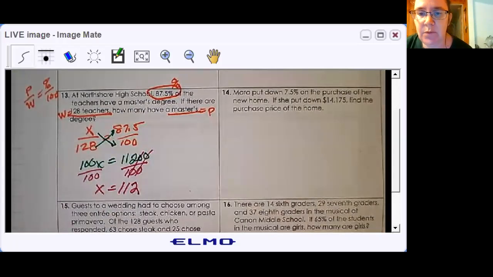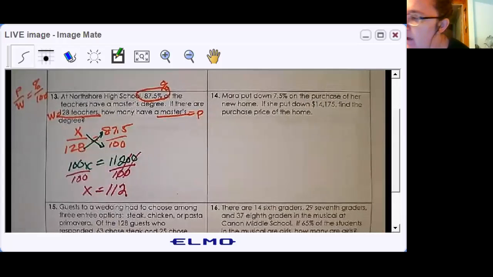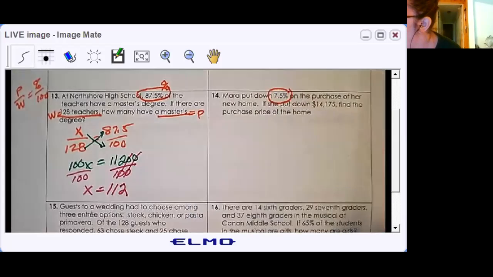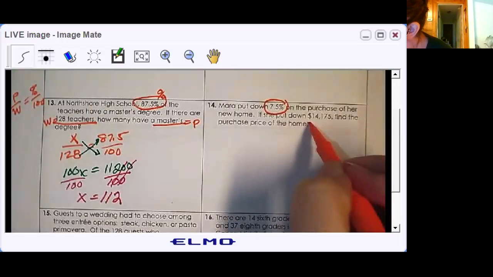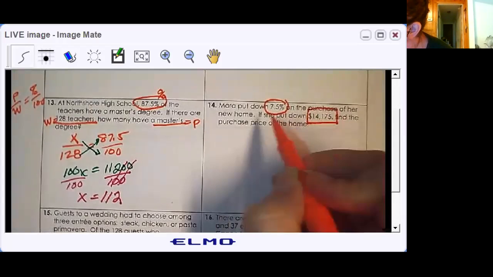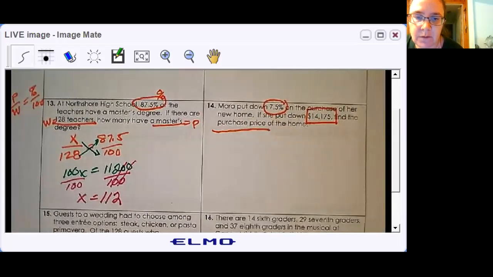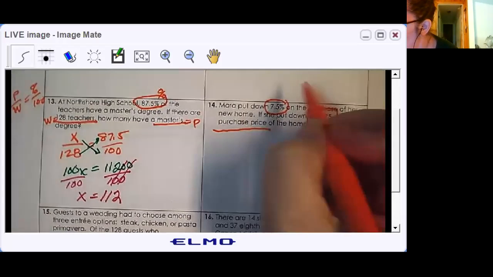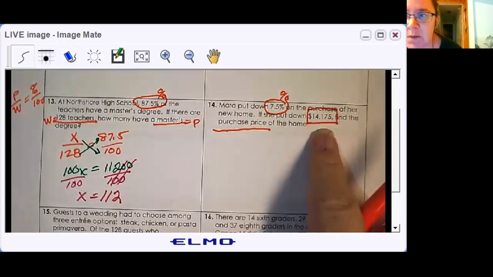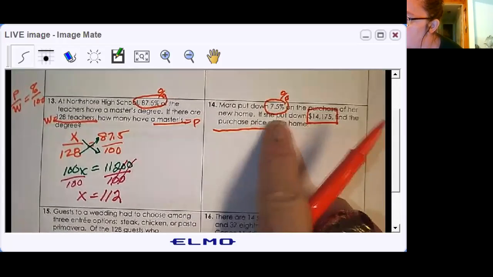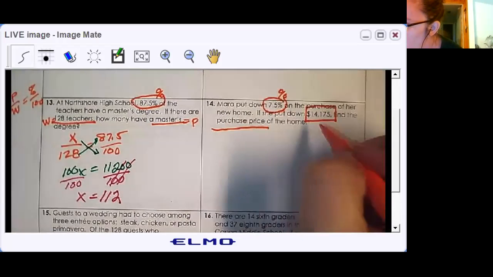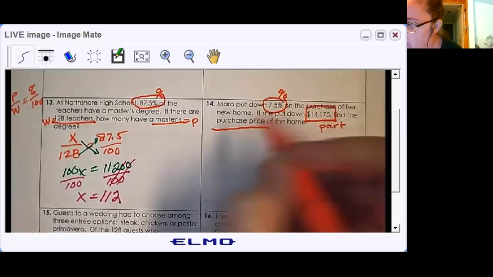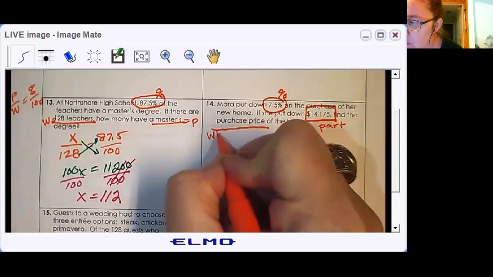So let's look at our last example here. Mara put down 7.5% on a purchase of her new home. If she put down $14,175, find the purchase price of her new home. Okay, so let's look at this. Here's my percent. Now I have to decide if this is my part or my whole. It says she put down, so this is the down payment. Is the down payment the cost of her house or just a portion of the cost of her house? It is a portion of the cost, so this is the part. And then the total purchase price is your whole.